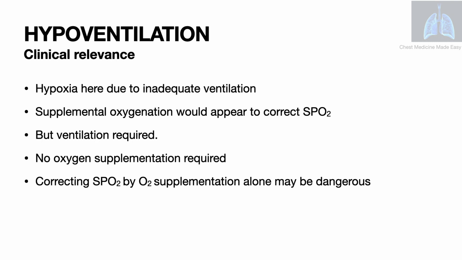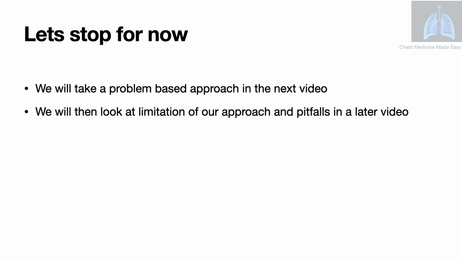For your other cases where the AA gradient is widened, it has to be investigated accordingly and treated on a case-by-case basis. Let us stop for now. We will take a problem-based approach in the next video. We will look at a few problems and try to interpret the ABGs. In a later videos, we will look at the limitation of our current approach and pitfalls in ABG that are commonly encountered in clinical practice.